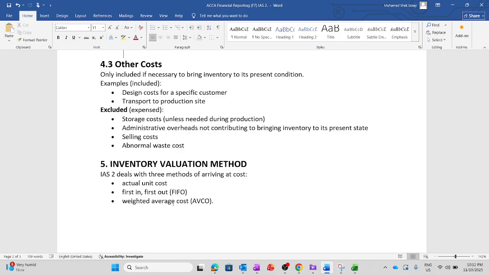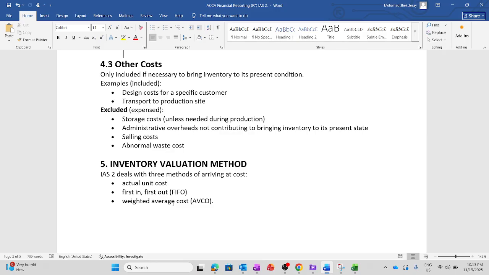Also, we are talking about administrative overhead not contributing to bringing inventory to its present state. For instance, the fees that we are going to pay to the accountant for doing the debit and credit, another administrative tax, we can't include this cost as part of the cost in the valuation of inventory. Also, the selling cost as well as the abnormal waste costs.